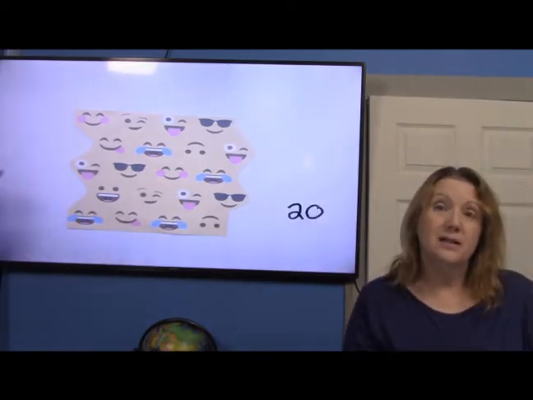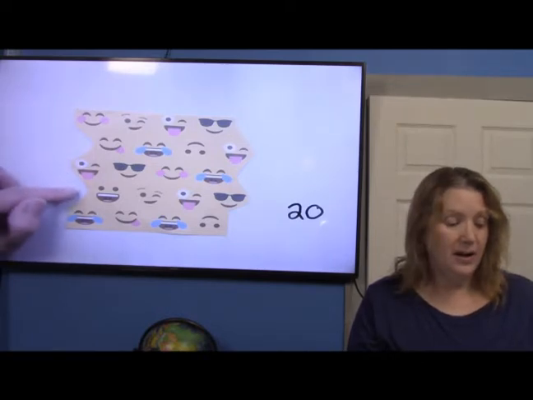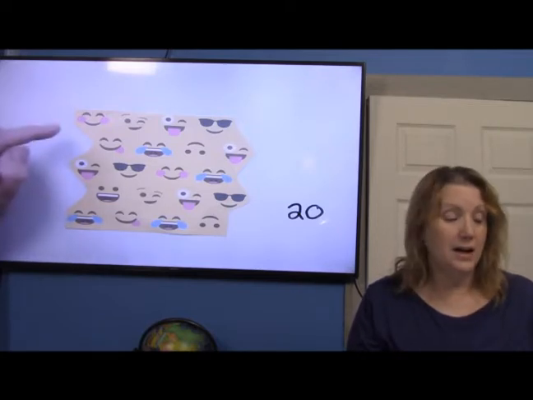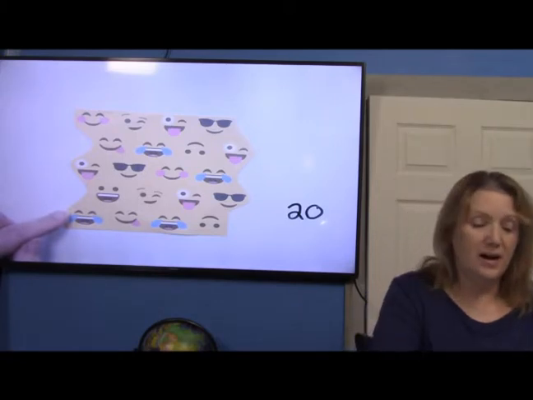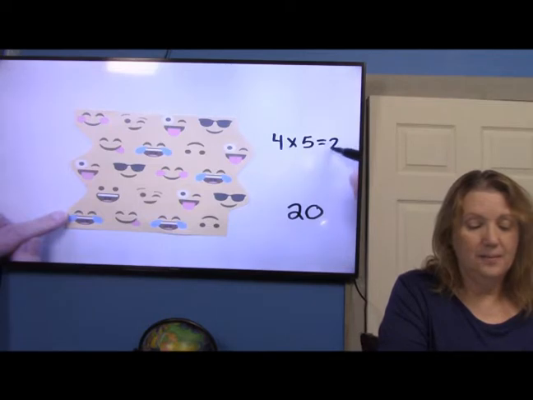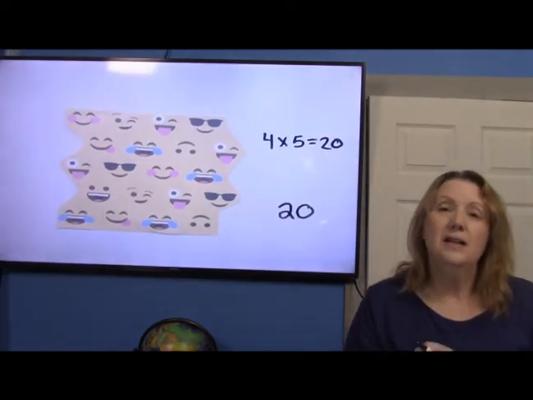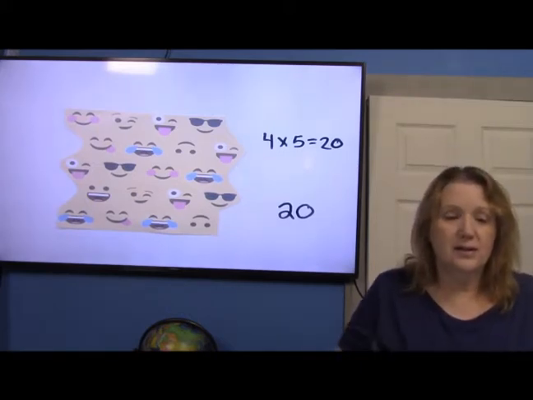Another way that we could have gotten the number 20 is if we realized there were 4 in each row. I have 4 here, 4 here, 4 here, 4 here, and 4 here. So that means I'm going to have 4 times 5, which is 20. Okay, so that is our total number for our fractions.